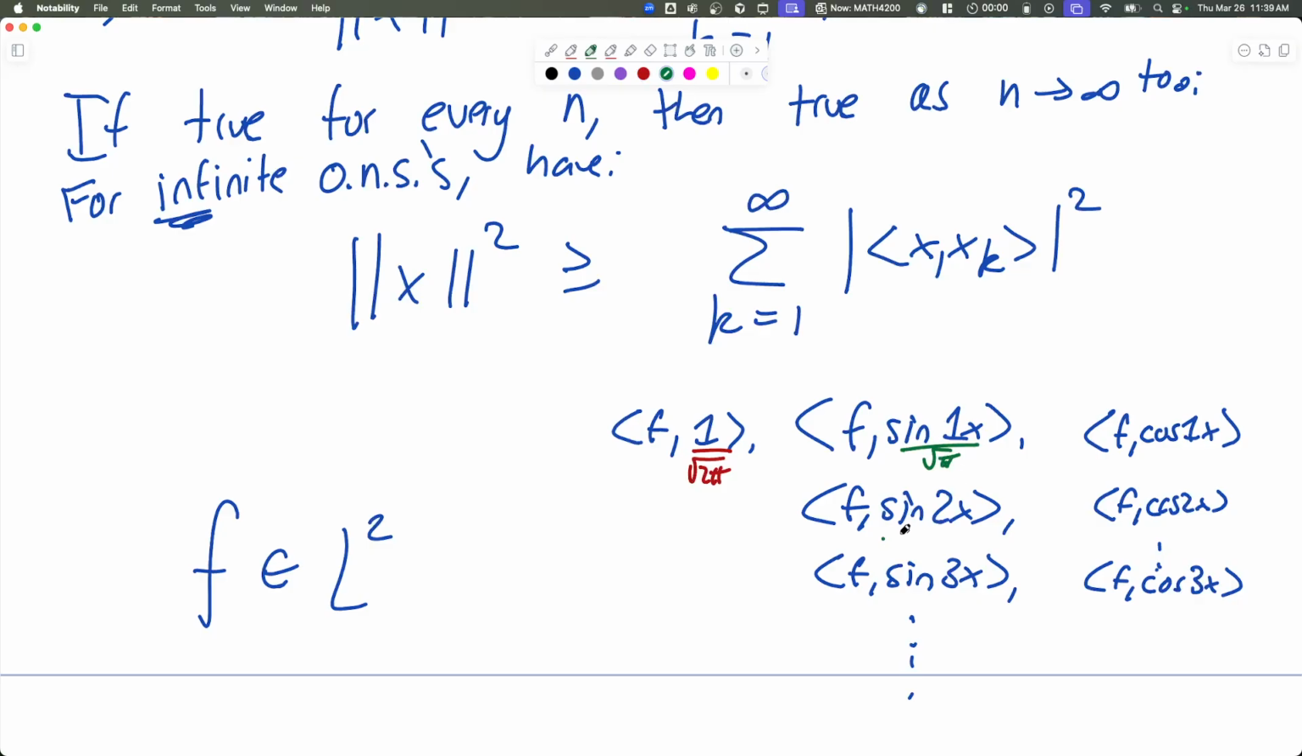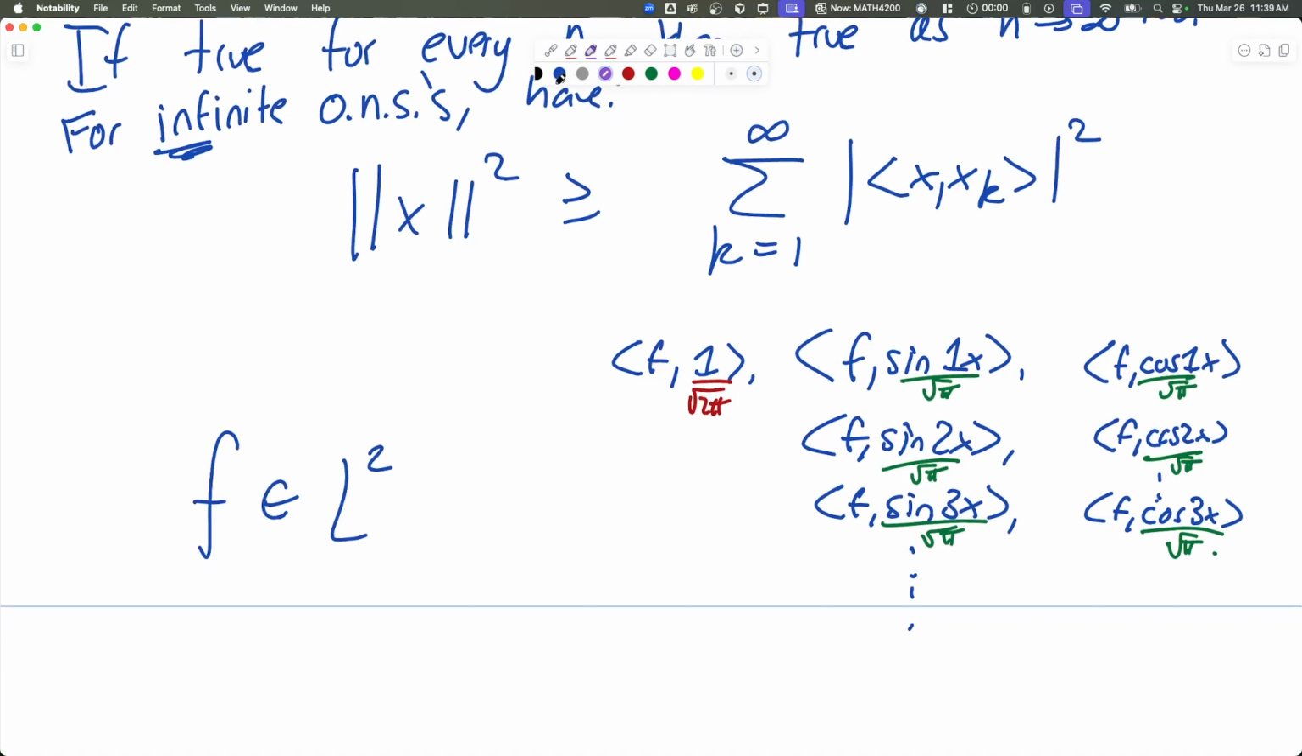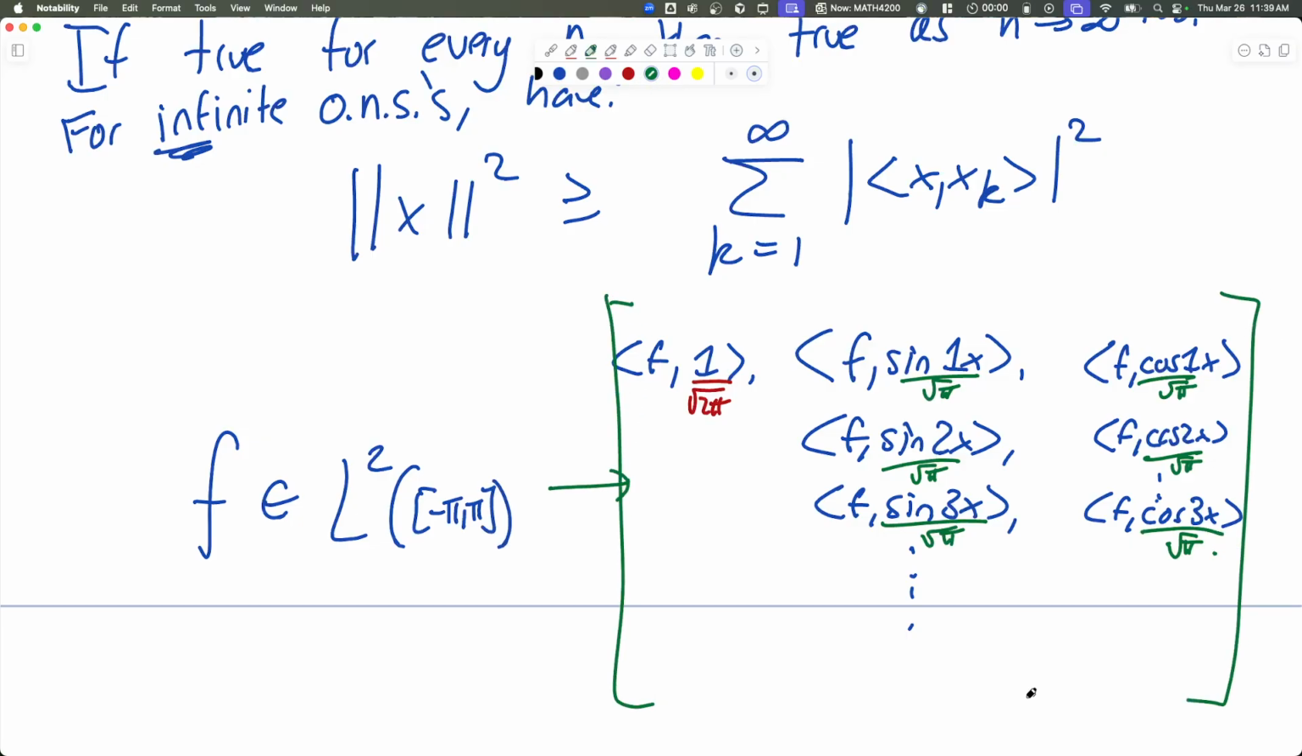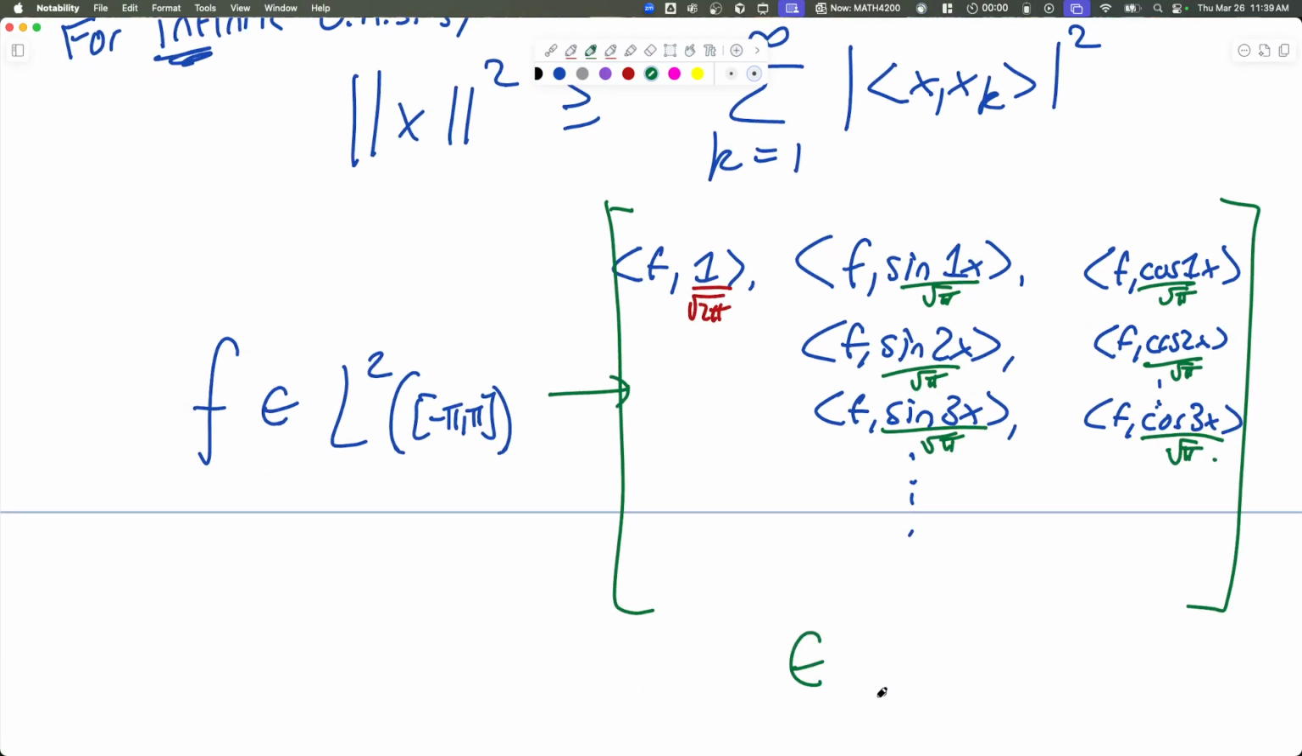Square root of pi, square root of pi, and so on. Okay, so you have a function, and then on the other side you have a big sequence of numbers. And what this is kind of telling us is this big sequence of numbers is in lowercase L2. So some sequence in lowercase L2. So we started with a function in capital L2, and by capital L2, maybe I should specify, I mean on the interval minus pi to pi. And then you can map it into this thing, which you can think of as an element. It's a big sequence of numbers, and it's in lowercase L2.